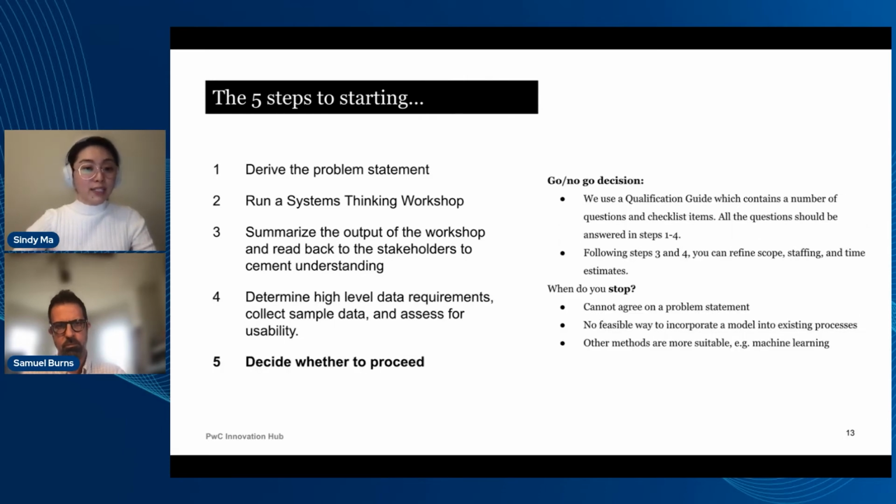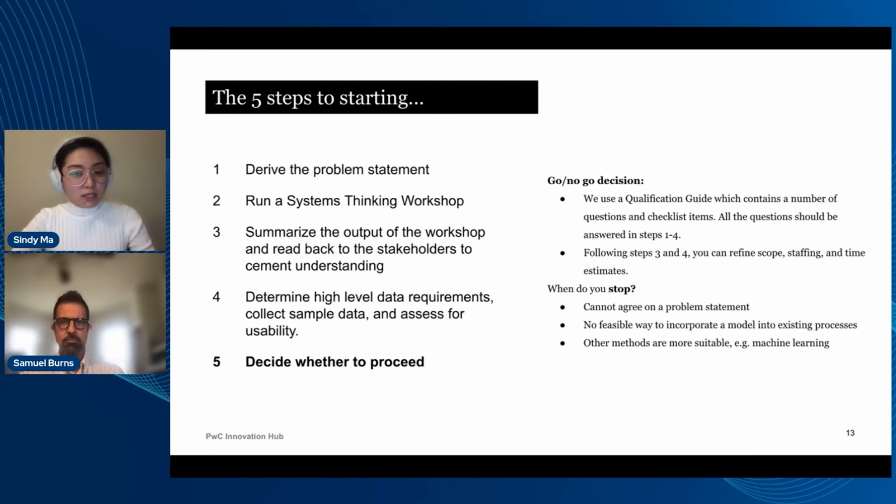And then finally, there is a gate for us to decide whether or not to proceed. We have what we call a qualification guide, which is a whole list of more checklist items that say, have we answered all of these questions? Do we know what we're doing before we actually start? All of these questions should be answered in steps 1 to 4, but this is, of course, a good chance for us to follow up on those things.